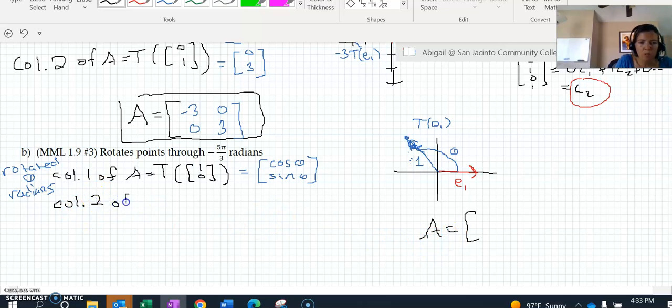So column 2 of A is equal to T of E2, which is (0, 1). Okay, so like I said, this is a little trickier. We have column 1. It's cosine of theta, sine of theta. And I started to say if you look at the formula in example 3 in 1.9, that's what it gives you for the first column.